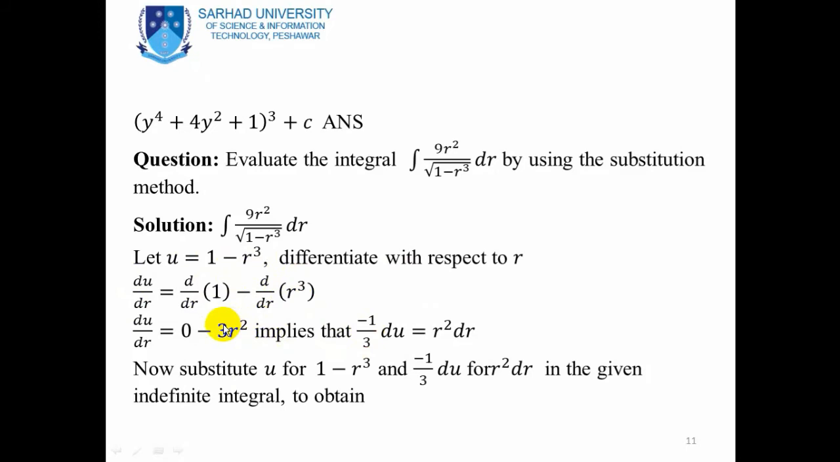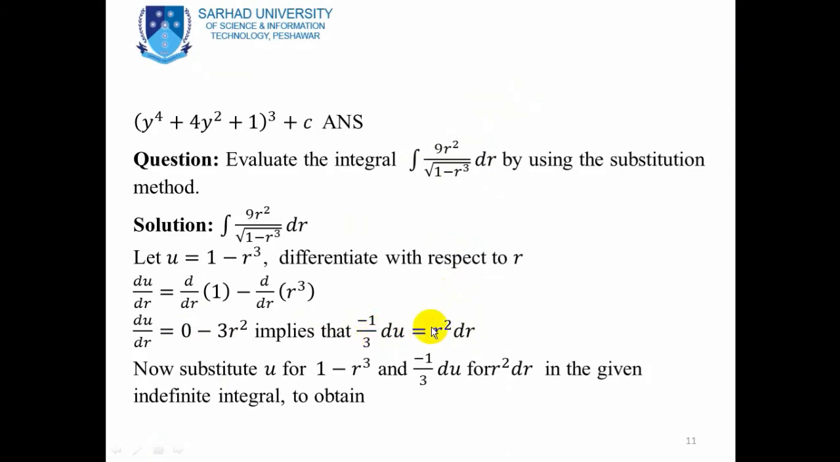And now after simplification and cross multiplication, we obtain minus 1 over 3 into du is equal to r square into dr. Now the remaining part of the function, like you see over here, 9 is the constant term, but r square into dr are functional terms. So 9 r square into dr is converted to minus 1 over 3 into du, and it means that the domain r is converted to the domain u.